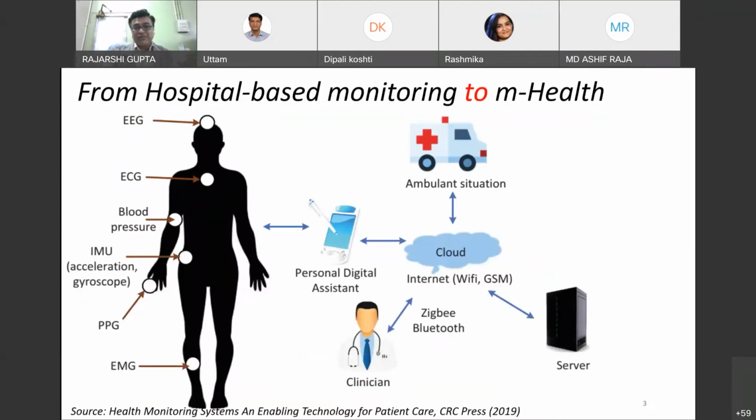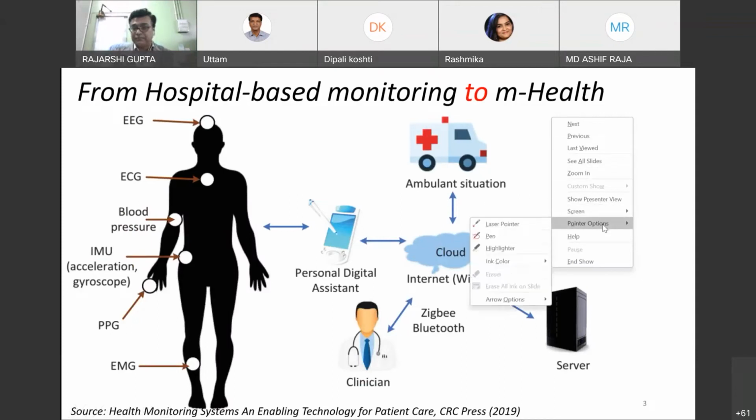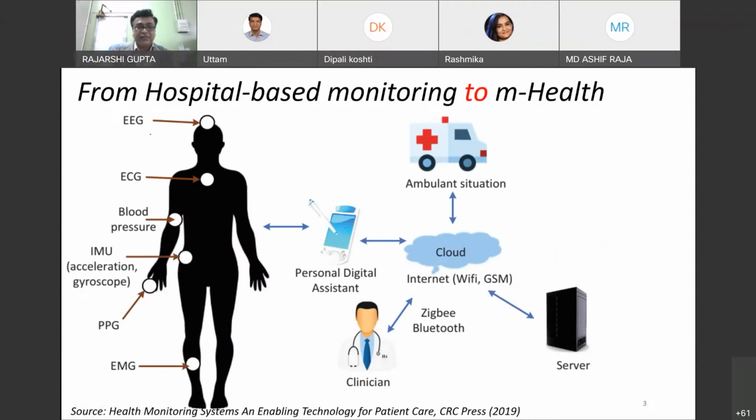So now we are in an era of M-Health. M-Health is an extension of E-Health, where the biomedical measurements, whatever physiological data that we collect from the human body, are electronically assessed, electronically stored, and electronically communicated. So if we consider that this is a human body, then these are the signals.